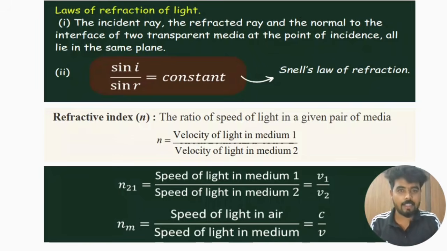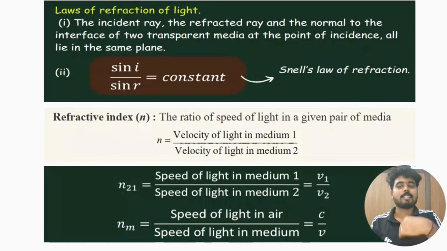Okay. What is the second point? The second point is commonly called Snell's law of refraction. What is meant by Snell's law of refraction? Snell's law of refraction is nothing but sin i divided by sin r is equal to constant. What is meant by sin i? The sine of the angle of incidence is known as sin i. What is meant by sin r? The sine of the angle of refraction is known as sin r. So the ratio of sin i divided by sin r is equal to constant. This is known as Snell's law of refraction.